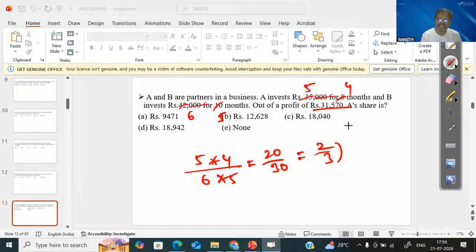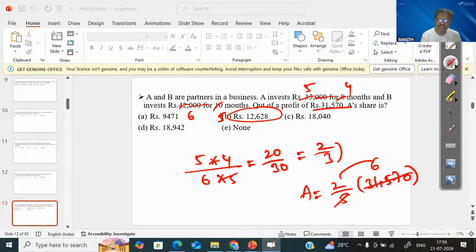So total profit is 31,570. What is the share of A? It will equal 2 parts out of 5 of 31,570. 5 ones are 5, 5 sixes are 30... Only one option has 12, so it will be equal to 12,628.